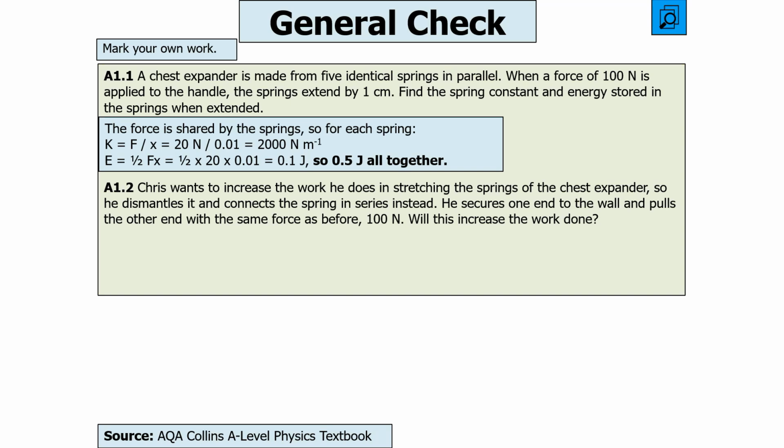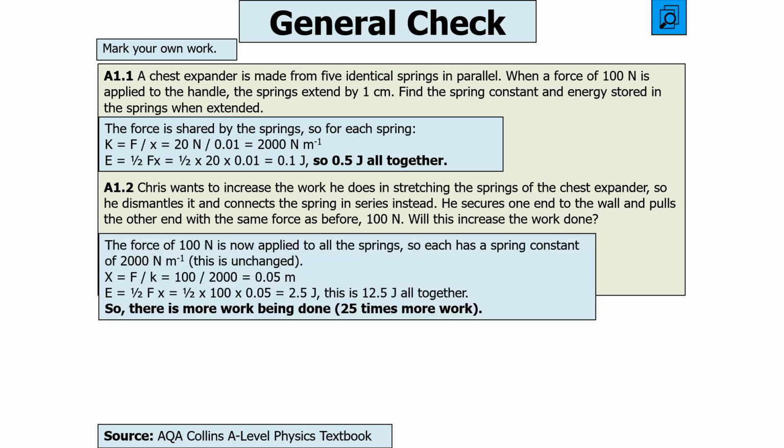We then know E equals a half Fx, so therefore it's a half times 20 times 0.01. So for each of the springs it's 0.1 joules, so it's 0.5 joules altogether. Now in the second question, the force of 100 newtons is now applied to all the springs, so each now has a spring constant of 2000 newtons per meter, because it's the same spring and it's a constant.